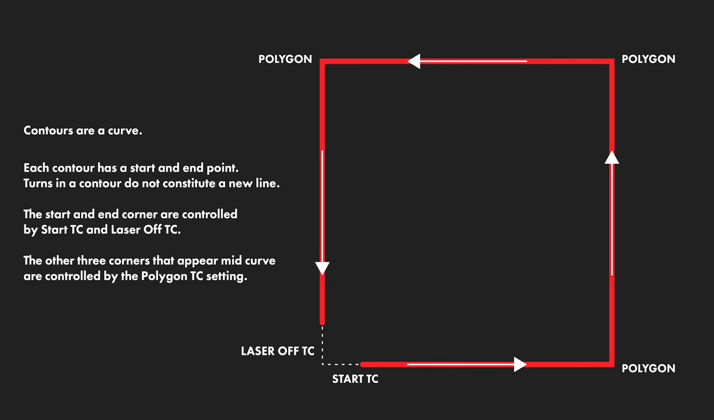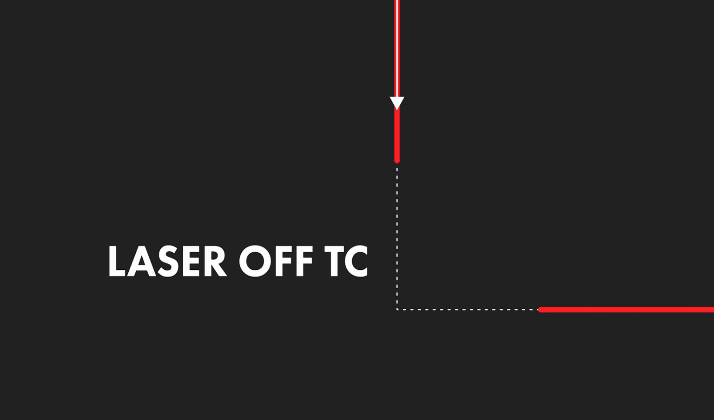Once again, I'd also like to point out that Ezcad sees the contour as a curve. While our other three corners in this rectangle are controlled by the Polygon setting, this bottom left corner will be affected by the laser off TC value. The laser leaves from the bottom left corner to the right, moves up, over, and back down to the start position. If the delay is too short, the line will not quite make it back to that start position. If the delay is too high, we'll see burn-in at the bottom left corner again.